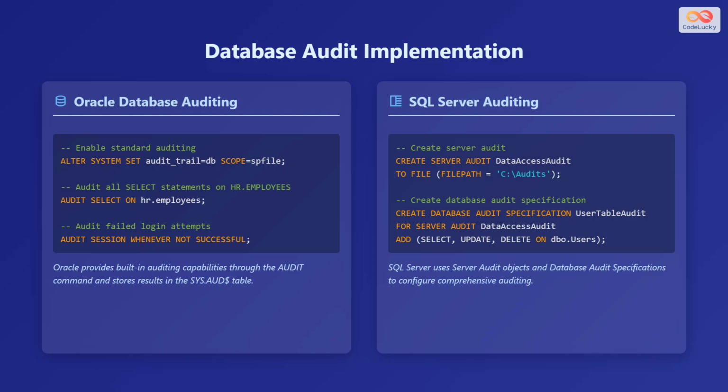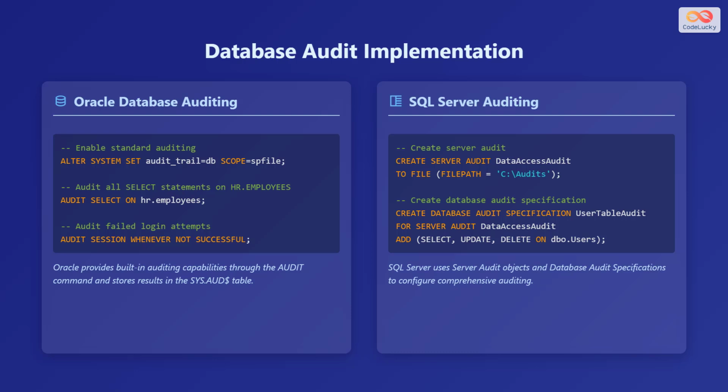To audit all select statements on the hr.employees table, use the command audit select on hr.employees. To audit failed login attempts, use the command audit session whenever not successful. Oracle provides built-in auditing capabilities through the audit command and stores results in the sys.aud$ table.